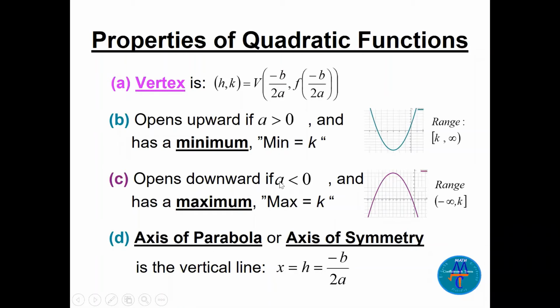Opens downward if a is less than 0, so the parabola is like this, and it has a maximum. The maximum also is k and the range will be minus infinity to k. Then there is an axis of the parabola, or sometimes we call it the axis of symmetry. This is the line x equals h or minus b over 2a. So this is an imaginary line in the middle. We call it the axis of the parabola.